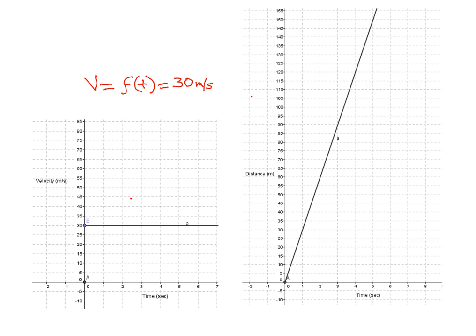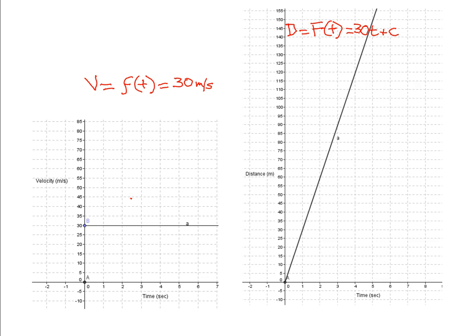The graph on the right represents the primitive of this function. We could call it, say, capital F of t. So we could have, say, distance equals capital F of t. Now, the primitive of 30 in terms of t will be 30t. So that equals 30t plus the constant. Now, in this case, we're going to take the constant as being equal to 0. But in reality, in these calculations of area under curves, we don't have to use the constant. We can ignore it because basically what happens is the constants cancel out.